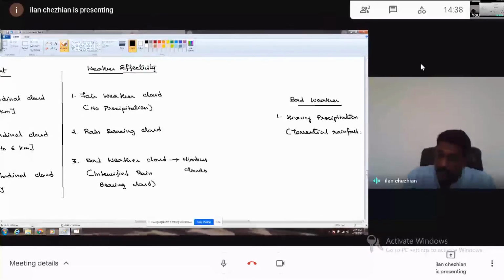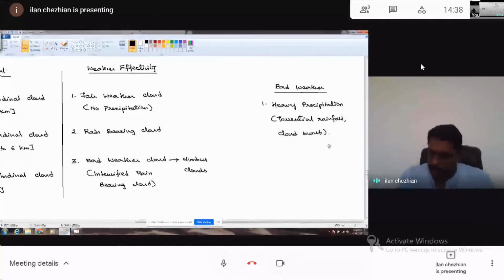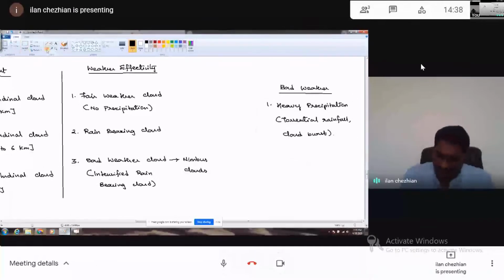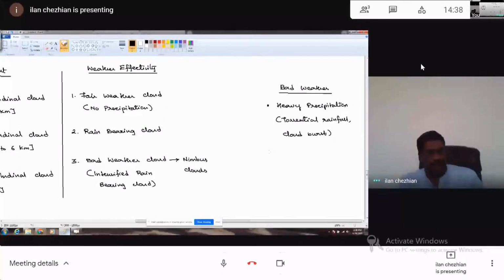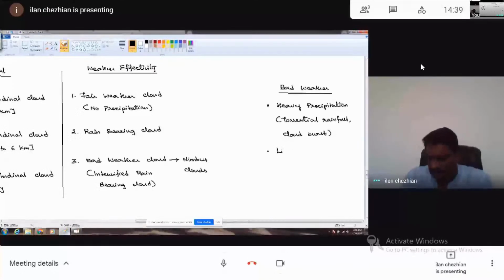Sometimes it also becomes an example of what? If you remember, there is one term called as what? Cloud burst. Very heavy precipitation in less span of time, you call them as cloud burst. Okay. I'm just giving you an example of how a cloud can become a bad weather. Very heavy precipitation. Number 2, my friend, lightning and thunder.